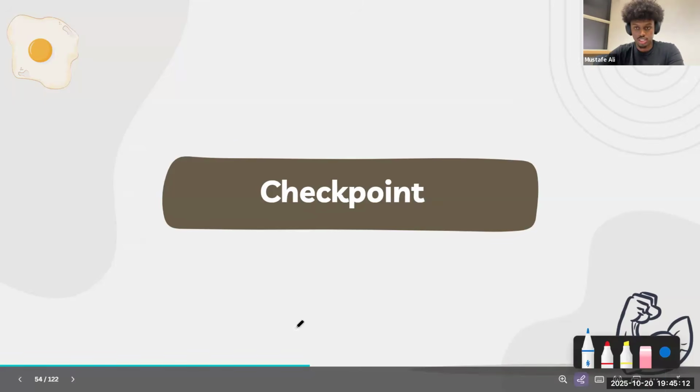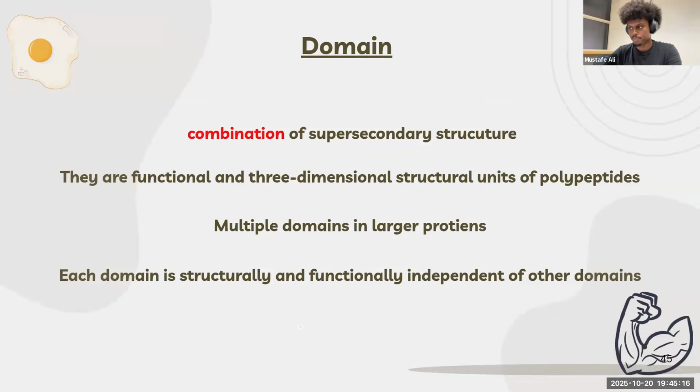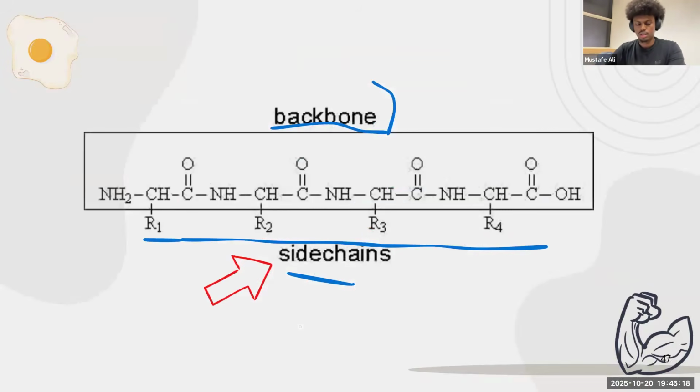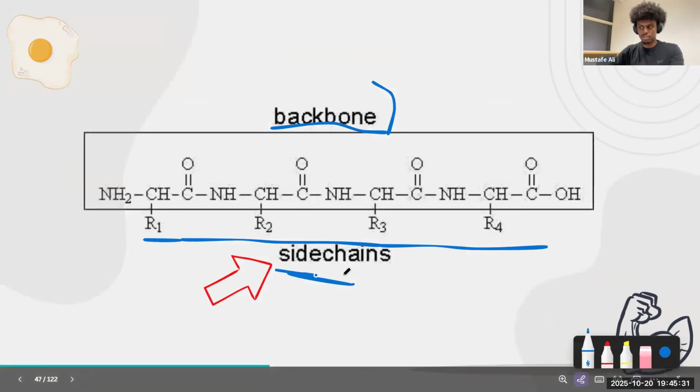Okay, tertiary structure isn't clear. What do you want me to explain about it? So, to put it in simple terms, the tertiary structure is the structure that forms when there are interactions or bonds that form in the side chain of the amino acid.